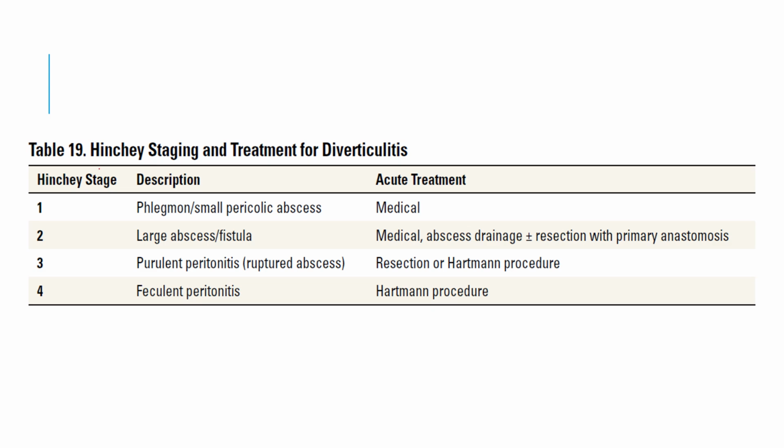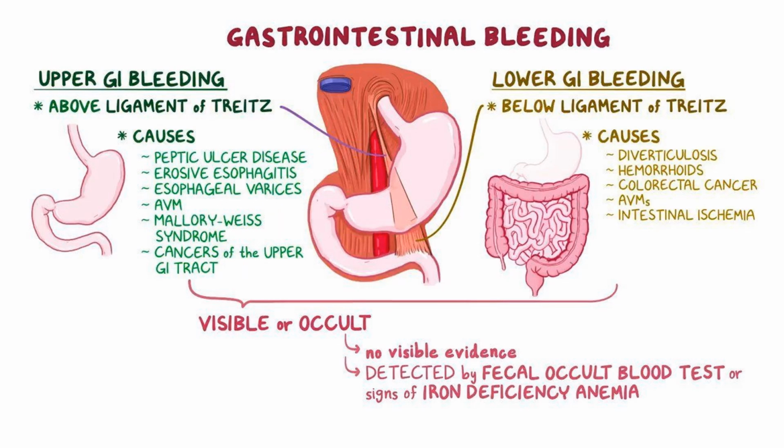There is a staging called Hinchey staging for treatment of diverticulitis. When there is inflammation, how do you treat? If there is a small pericolic abscess, you can go for medical management with antibiotics. If there is a large abscess or fistula, you can go for abscess drainage with or without resection with primary anastomosis. If there is purulent peritonitis or a ruptured abscess, you have to go for a Hartmann procedure. If there is feculent peritonitis, again Hartmann procedure. I'll show you what a Hartmann procedure is in a while.